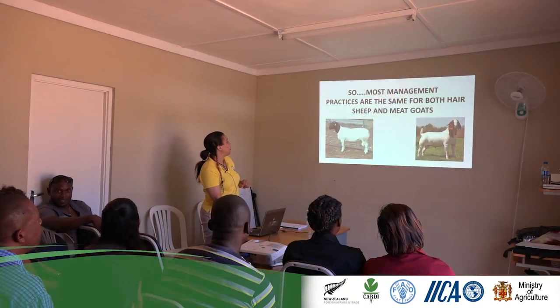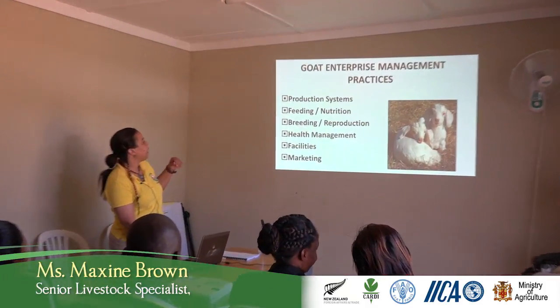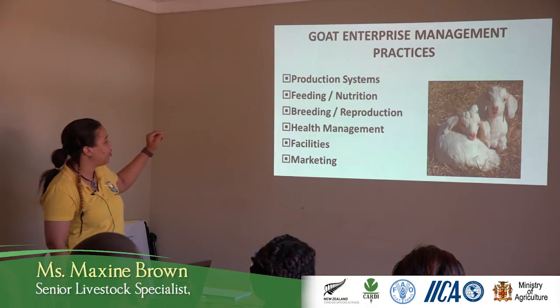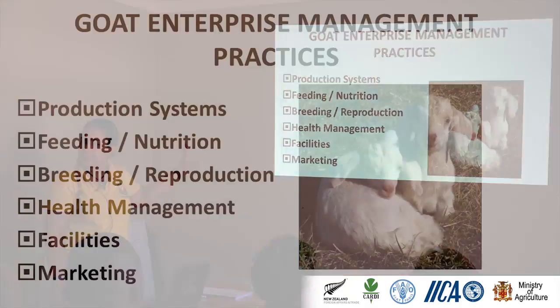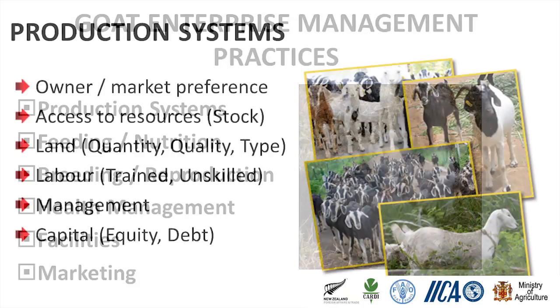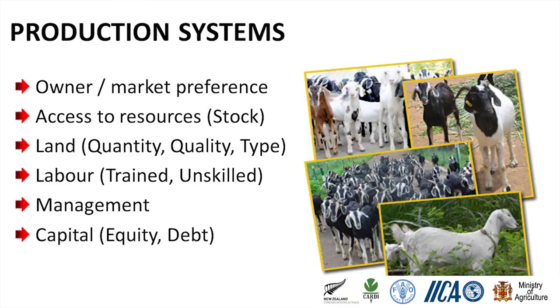And so we're going to look at the management of them quickly. And this is just telling the different sections that we're going to look at: the production system, feeding, nutrition, breeding. Some of these we will run through because we're kind of discussing them as we're going along, right? And we spoke about that as well. We spoke about if you're going into production, what is the preference of the farmer, right?